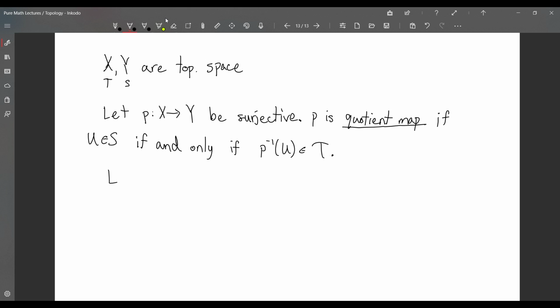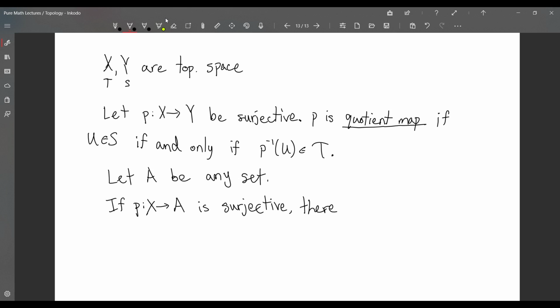Now let A be any set. Then if P from X to A is surjective, there is a unique topology on A such that P is a quotient map.